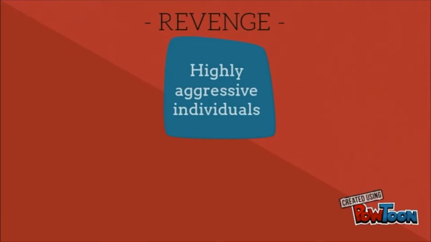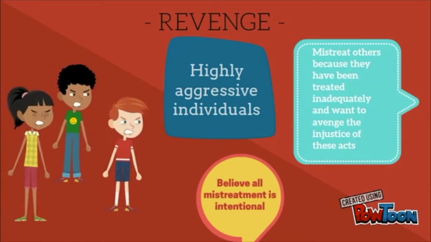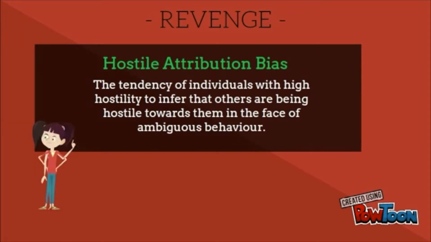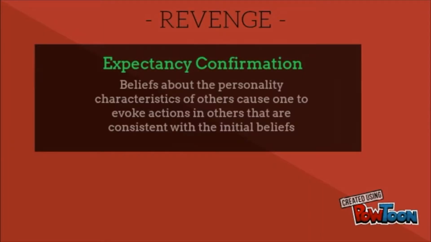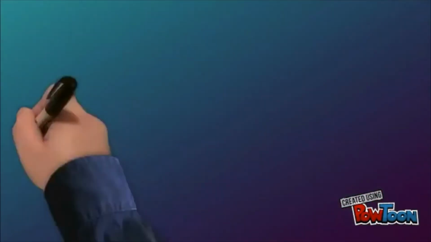For revenge, a student will believe that all mistreatment is intentional, resulting in the false assumption that others do not like them. These students can be highly aggressive, and they may mistreat others because they have been treated inadequately and want to avenge their injustice. The hostility attribution bias is the tendency of individuals with high hostility to infer that others are being hostile towards them in the face of ambiguous behavior, while the expectancy confirmation is when the beliefs about a personality, characteristics of others, cause one to evoke actions in others that are consistent with the initial belief.